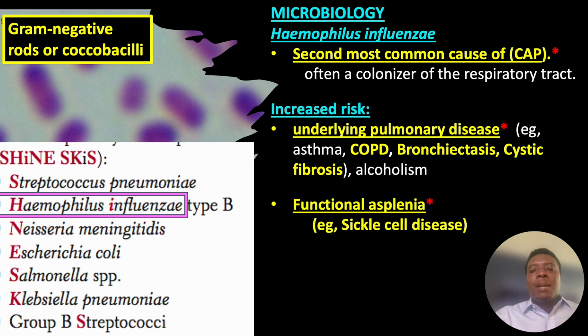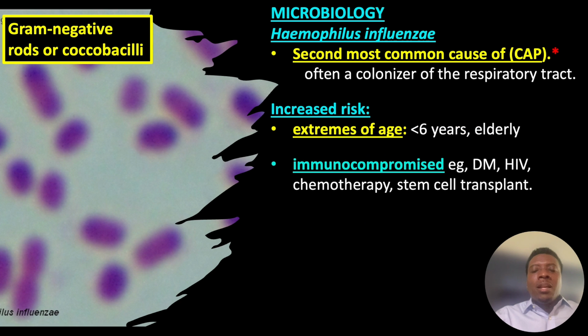E. coli, Salmonella, and Klebsiella, and group B strep are some common encapsulated organisms. So underlying lung disease, functional asplenia, or any other kind of immunocompromised state can put you at increased risk for developing H. influenzae. Also very important is extremes of age. So young children under the age of 6 and older patients have an increased risk for developing H. influenzae as well. Now, the gram stain for this one may be described as gram-negative rods or coccobacilli, which are a combination of sphere-shaped and rod-shaped organisms.